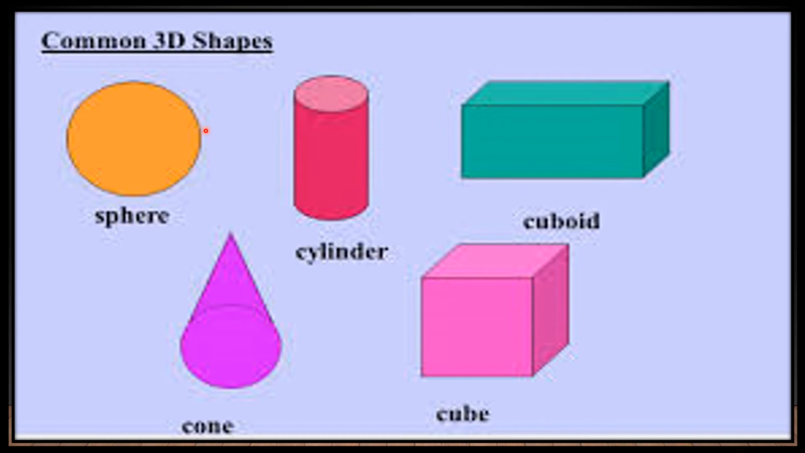Now see these common 3D shapes. The first one is a sphere, second is cylinder, then cuboid, then cone, and last is cube. So these are common 3D shapes. We will discuss one by one about their characteristics also.